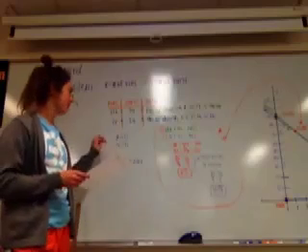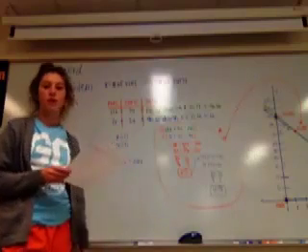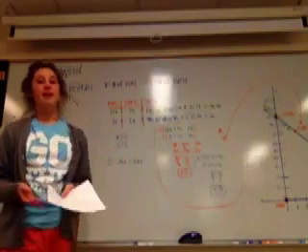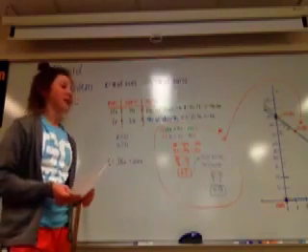I have 2 more constraints. X is greater than or equal to 0 and y is greater than or equal to 0, because you can't make negative pies or negative tarts or negative anything.